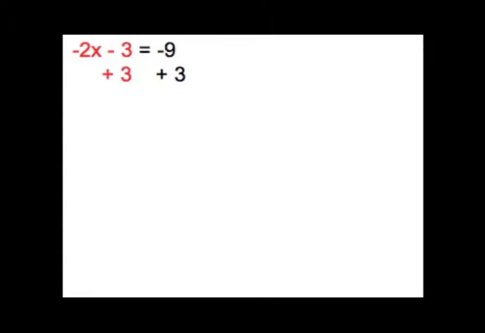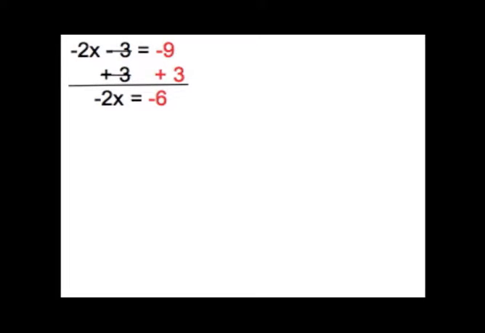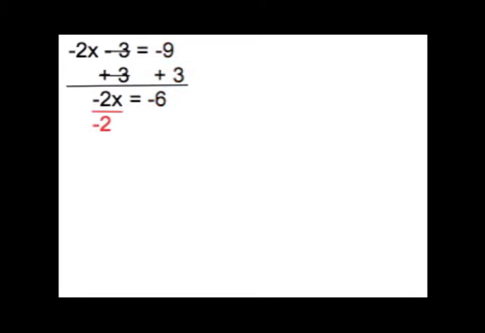Let's simplify the left side of the equation first. Minus 3 and plus 3 will cancel one another out, leaving us with just -2x on the left side of the equation. Looking to the right side of the equation, -9 + 3 = -6.